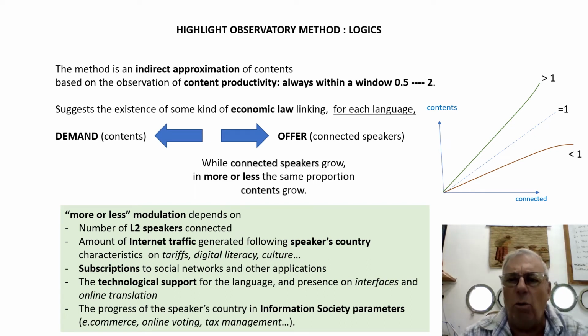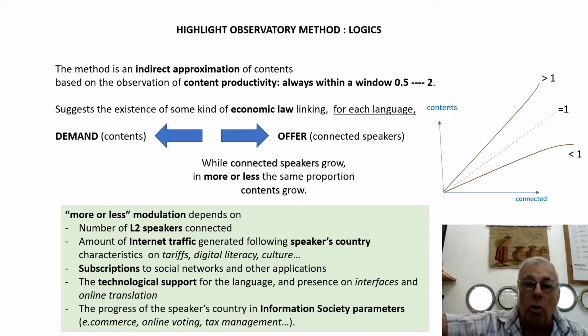always between 0.5 and 2, more or less, which suggests there is some kind of economic law linking, for each language, demand for contents and offer of connected speakers. While connected speakers grow, in more or less the same proportion, contents grow.